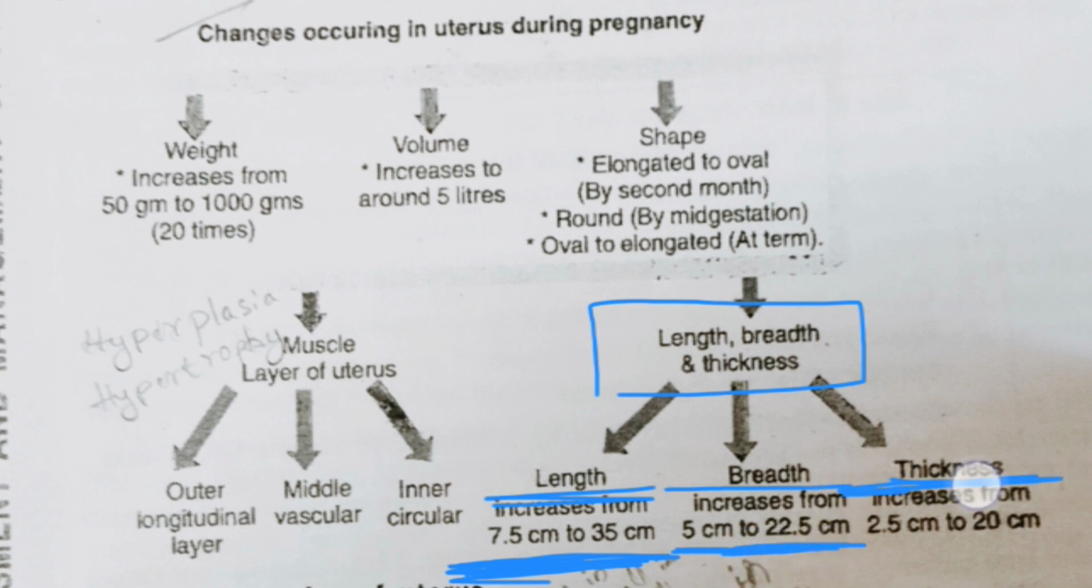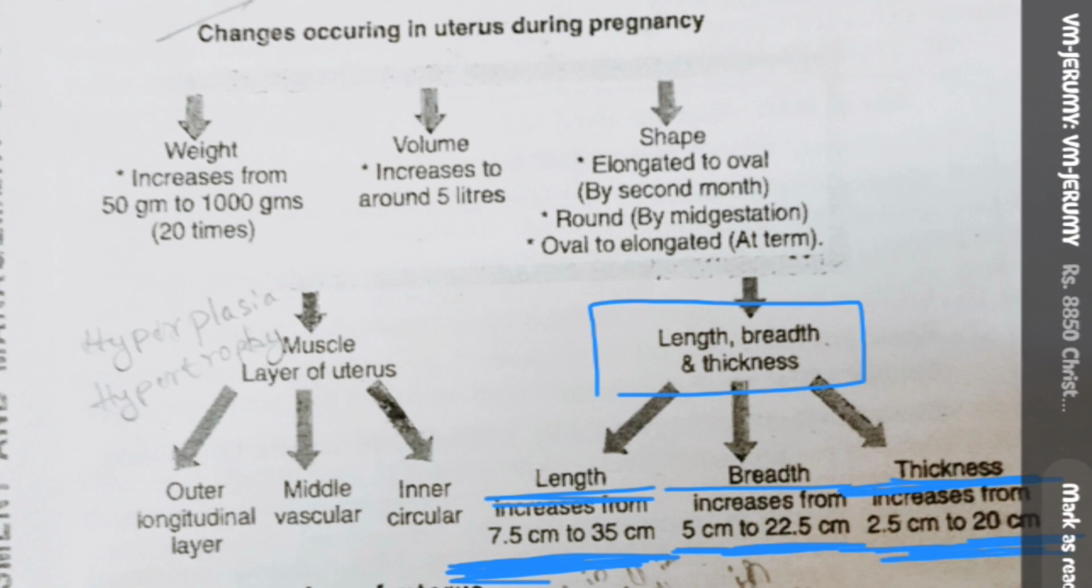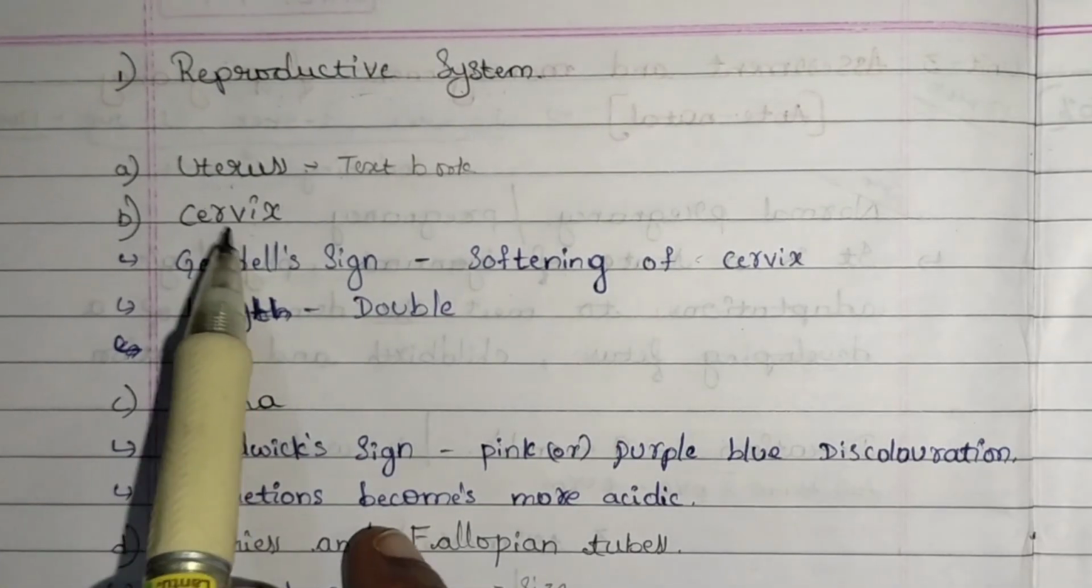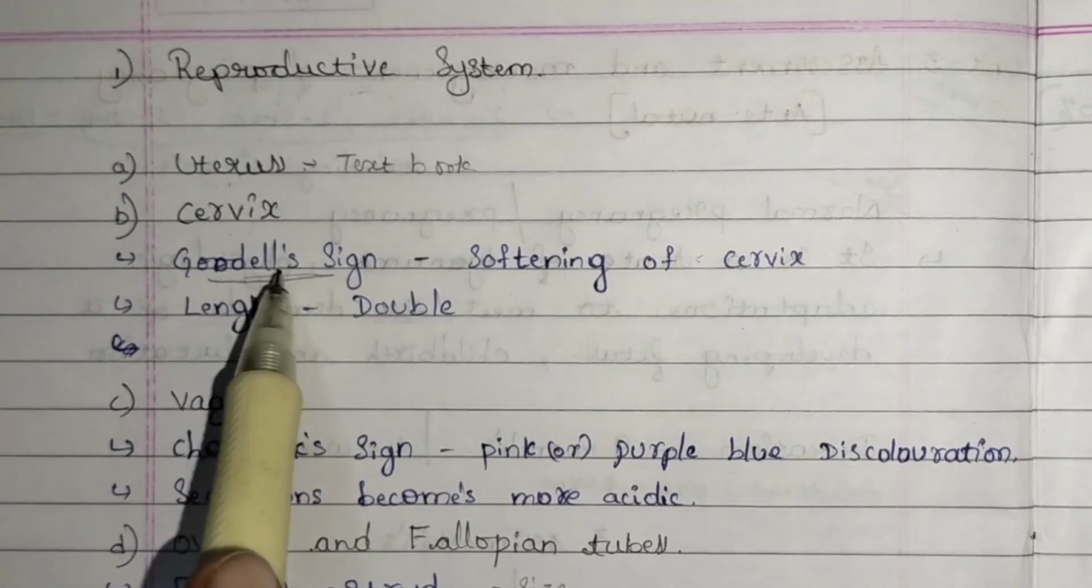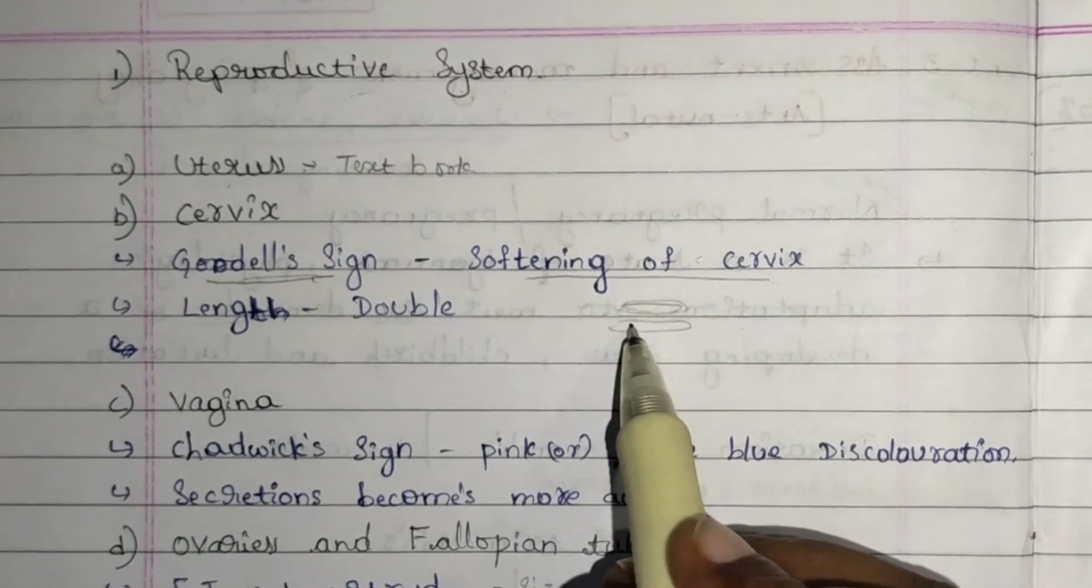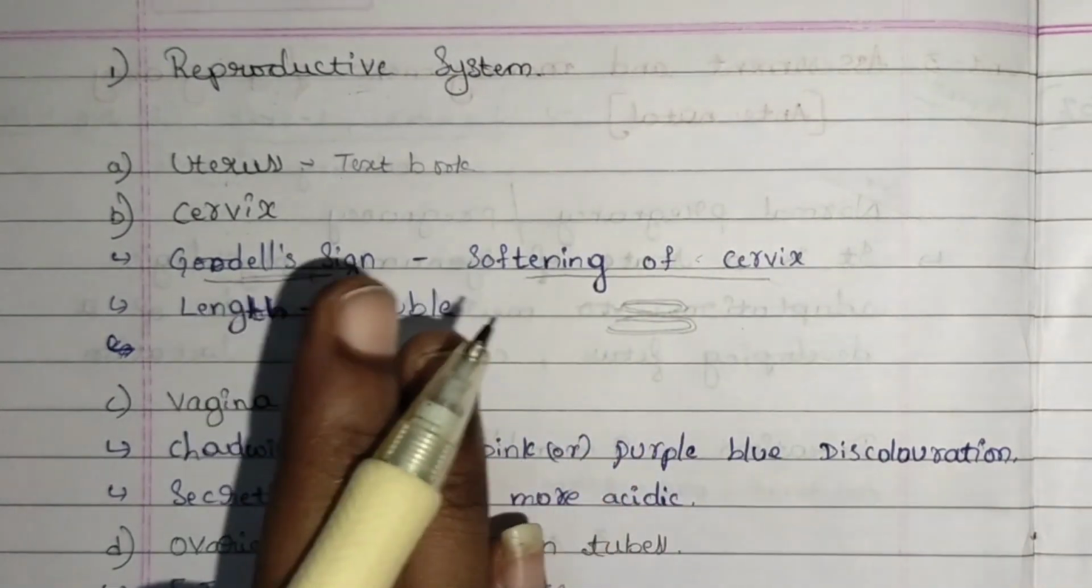The thickness of the uterus is normally 2.5 centimeters, but it increases to 20 centimeters. These are the changes that occur in the uterus during pregnancy. Next is the cervix. In the cervix, the common sign is Goodell sign. This is nothing but the softening of the cervix. The cervix is the way where the baby passes out.